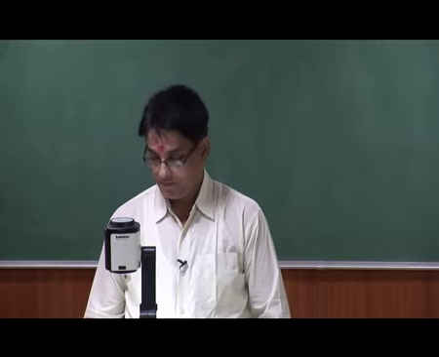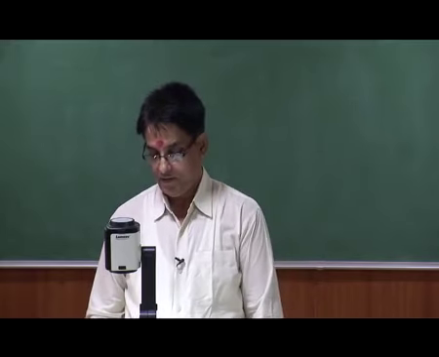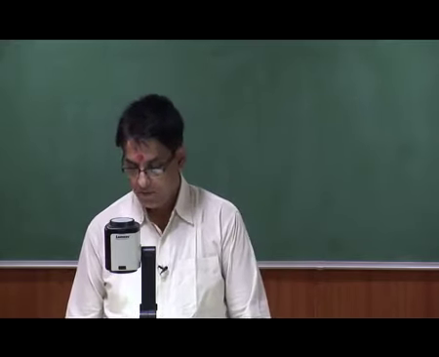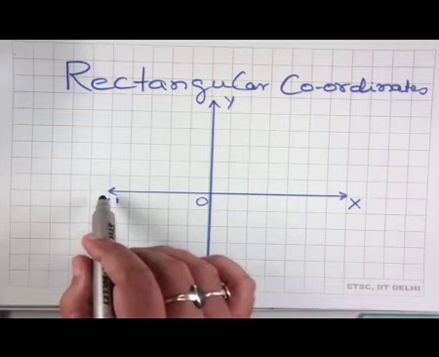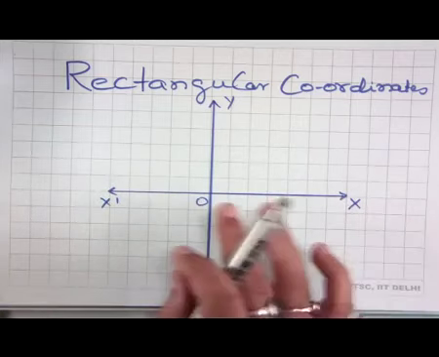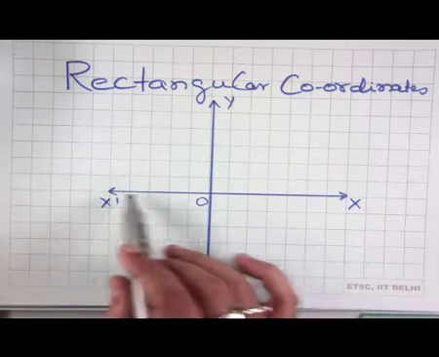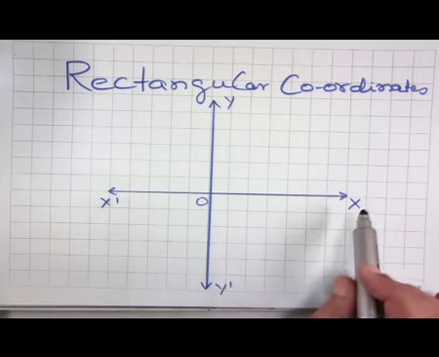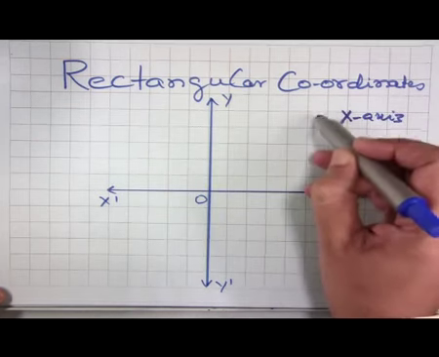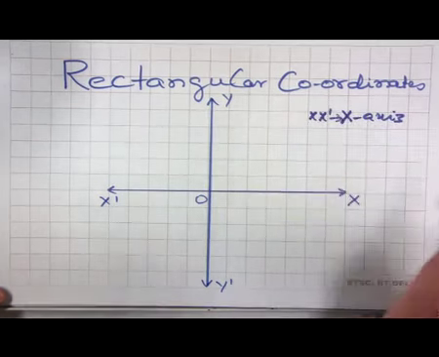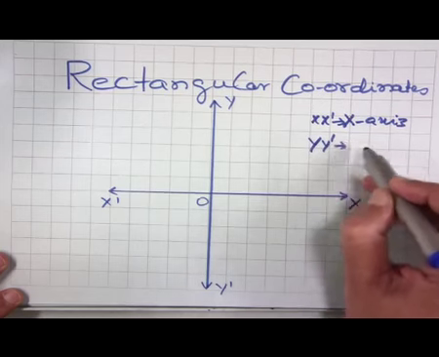Start straight lines. Before we start straight lines, we must have some idea about rectangular coordinates. Here we have two perpendicular lines, x-x dash and y-y dash. This horizontal x-x dash is called the x-axis, and the vertical line y-y dash is called the y-axis.